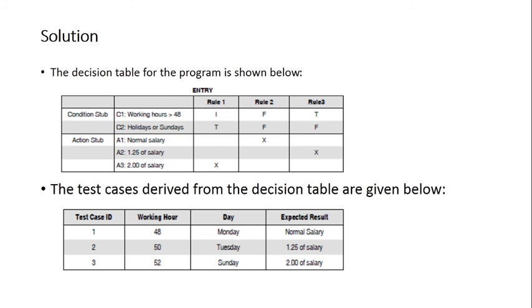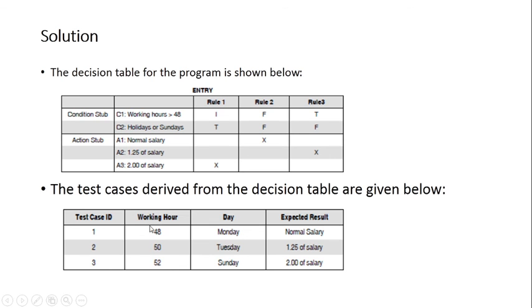Now how do we make test cases from this decision table? Again, a test case table will be prepared where we will mention the test case ID. Then the inputs will be working hours and day. 2 inputs are there. Working hours will sometimes be greater than 40, sometimes less than 40 accordingly, and for day we can take working days, or we can take holiday or Sundays also.